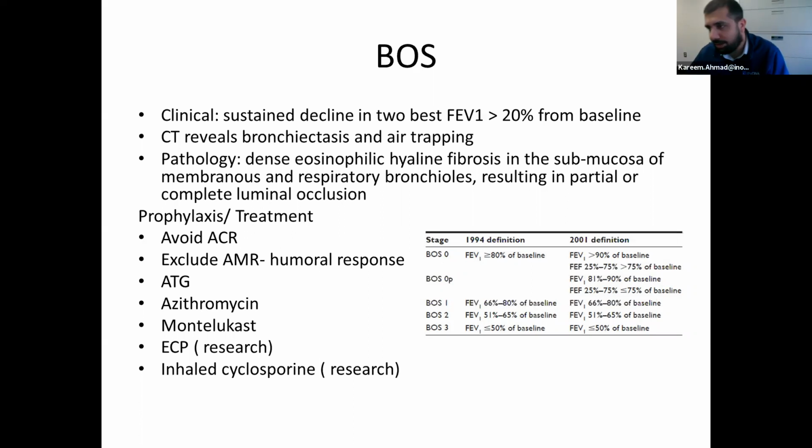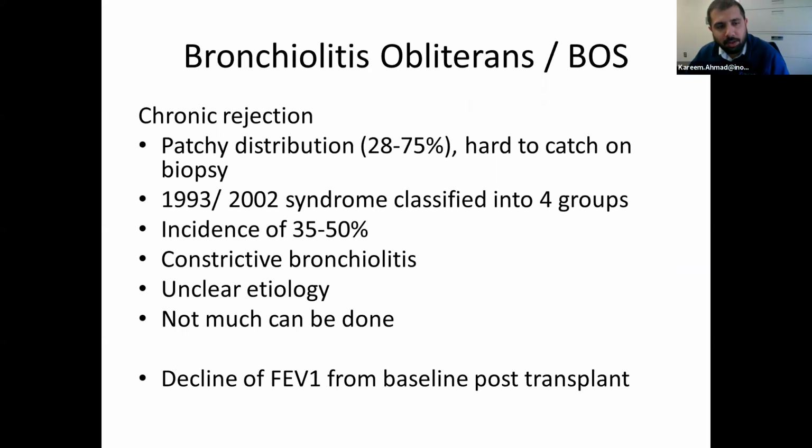And then here's just a classification on the bottom right, looking at the definition as it's changed over time. The severity of BOS is graded based on the FEV1. Now, again, BOS is a chronic form of rejection, patchy distribution. It's hard to catch on a biopsy. Again, like I said, finding a needle in the haystack, and then changes in classifications over time. Incidence is quite high, up to 50% at 5 years. And I'll show you a graph from the ISHLT database showing how prevalent it becomes over time.